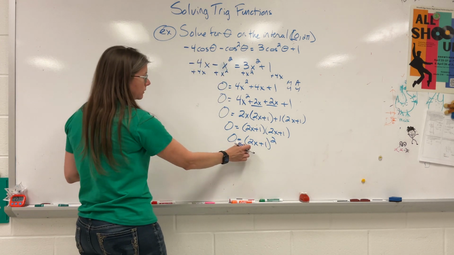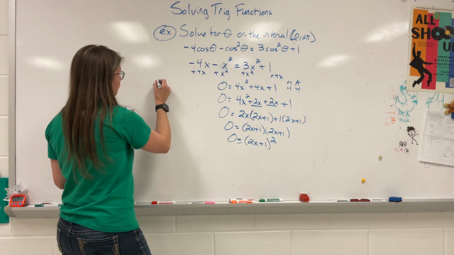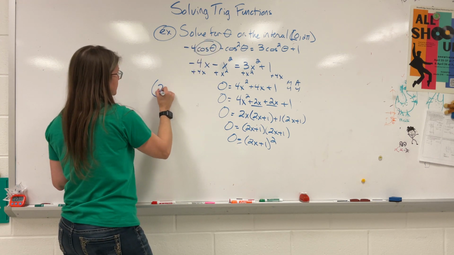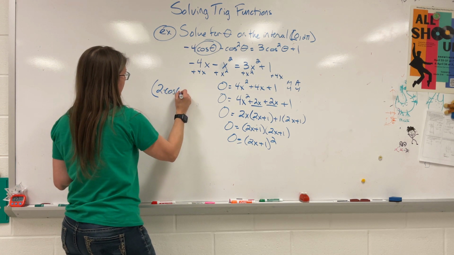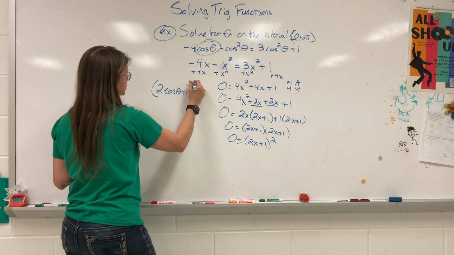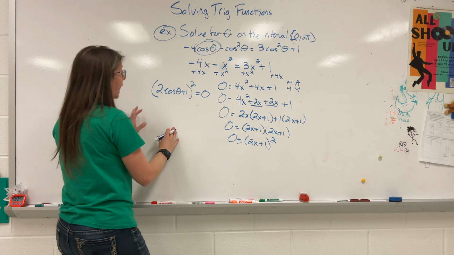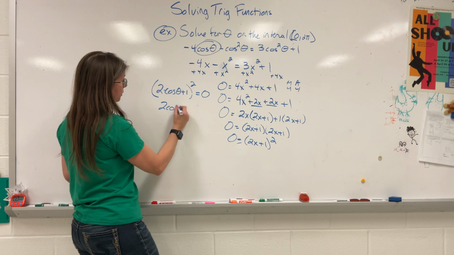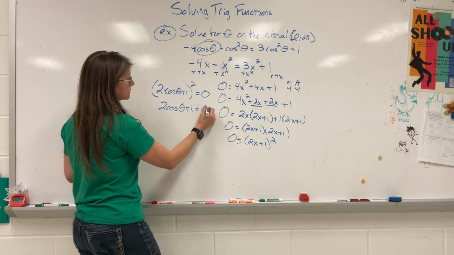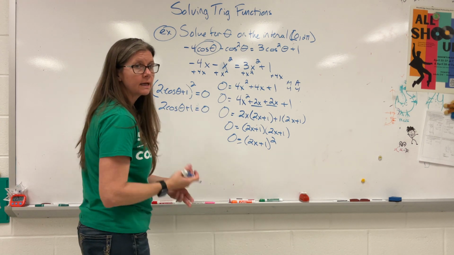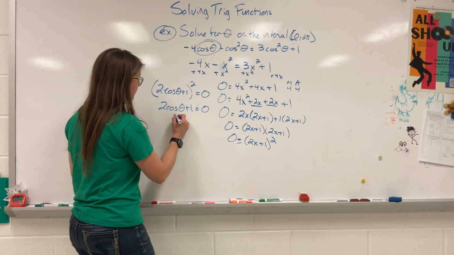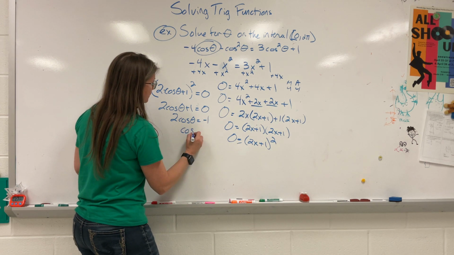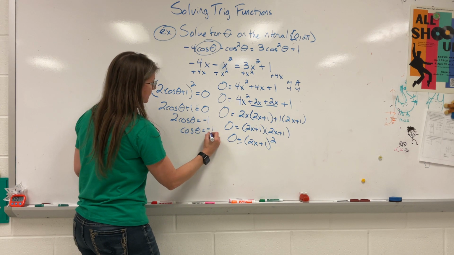At this point, when I'm in my factored form, I rewrite it because x was not here. It was the cosine of theta. So this is going to be 2 times the cosine of theta plus 1 squared is equal to 0. I get rid of my squared by taking the square root. So this is 2 cosine theta plus 1 is equal to 0. I don't have to worry about positive and negative because 0 doesn't have a positive and negative. 2 cosine theta is equal to -1. The cosine of theta is equal to -1/2.